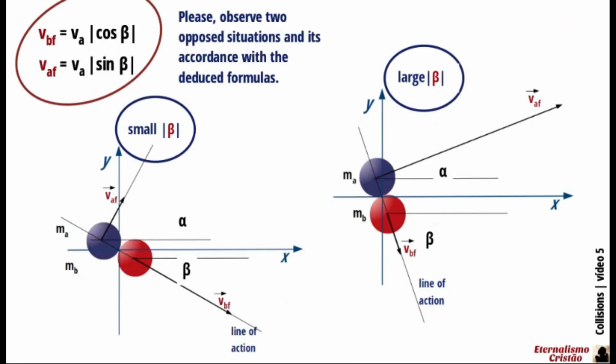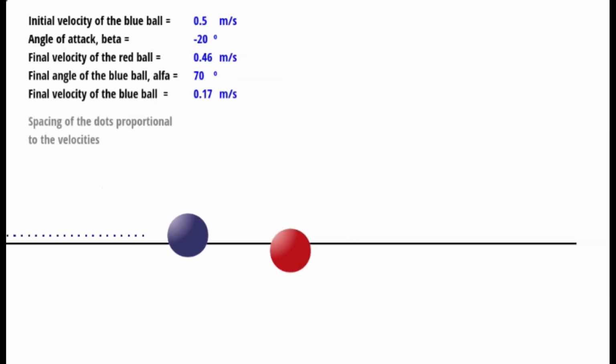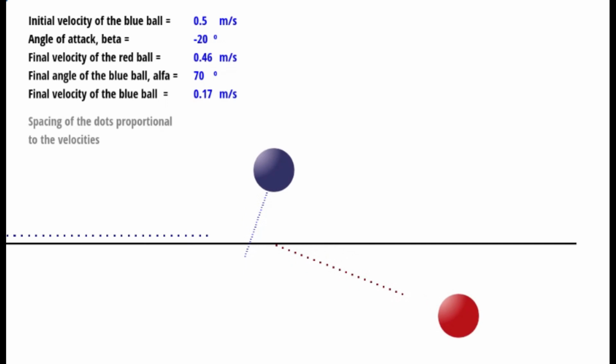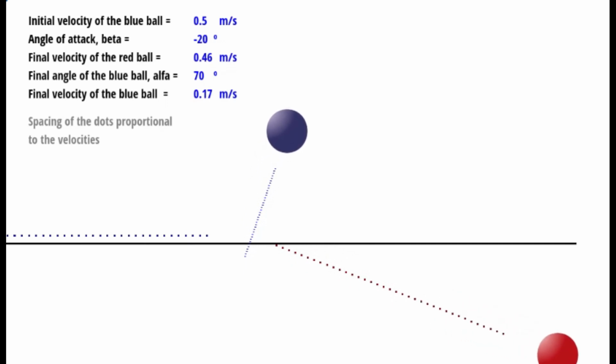Compare the two situations. If ball A collides, almost head-on, with ball B, it will transfer much of its velocity to the ball B, and its direction changes a lot. In the opposite situation, ball A keeps most of its speed and deviates much less. When the incoming blue ball collides, nearly head-on, it transfers almost all its momentum to the red standing ball. It's the situation we dealt with in a previous video.